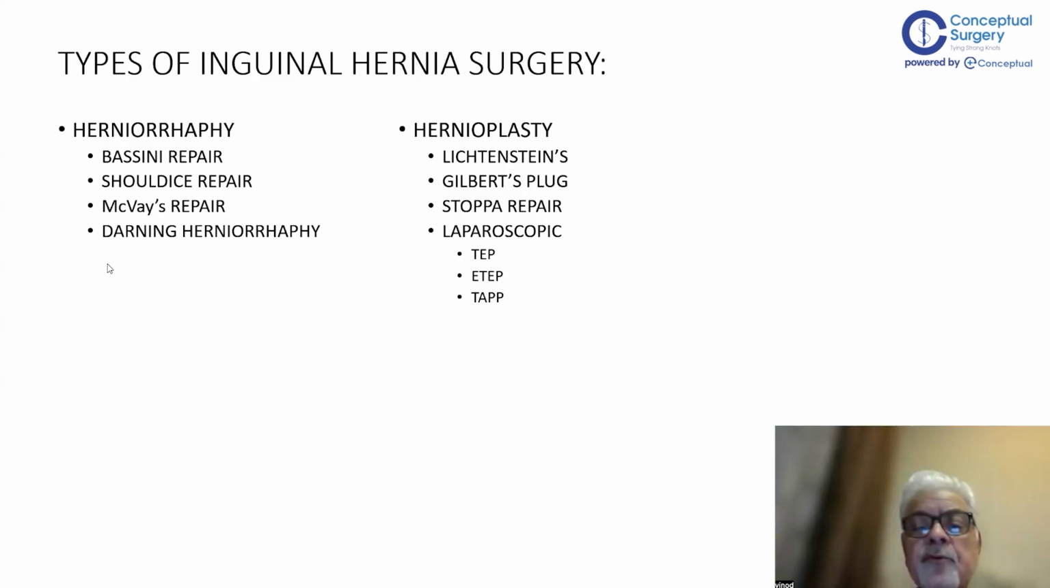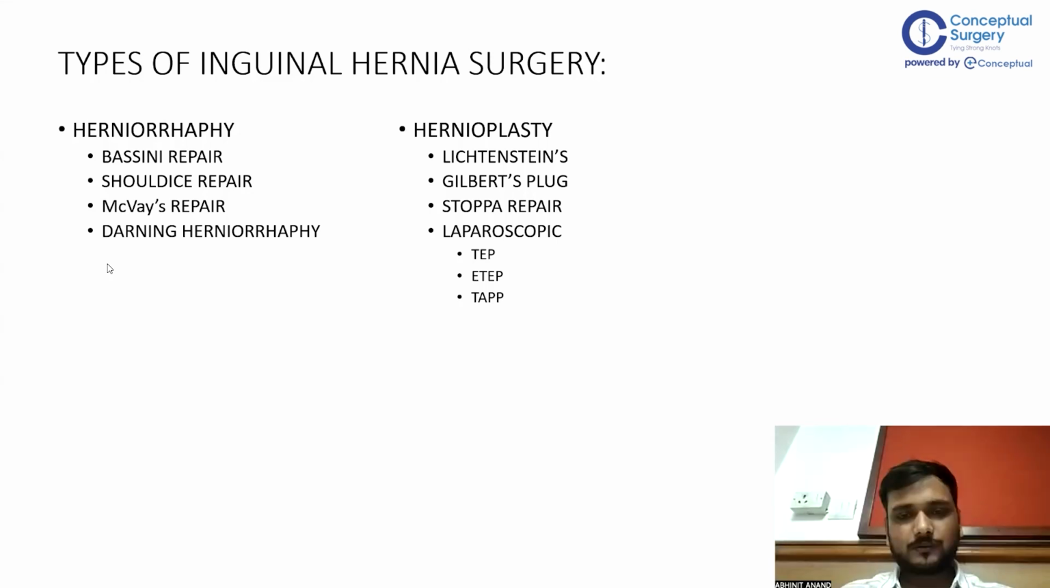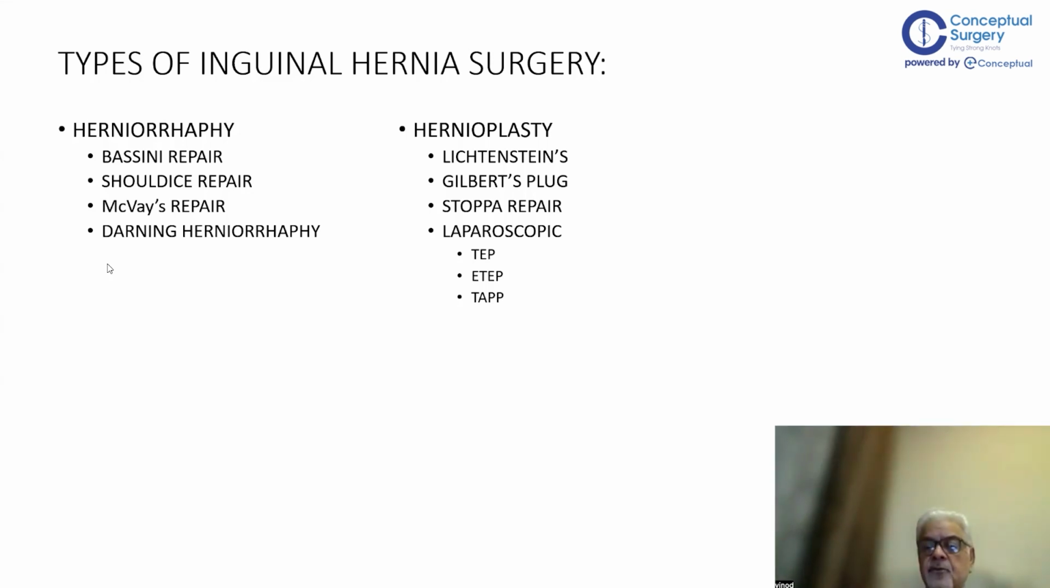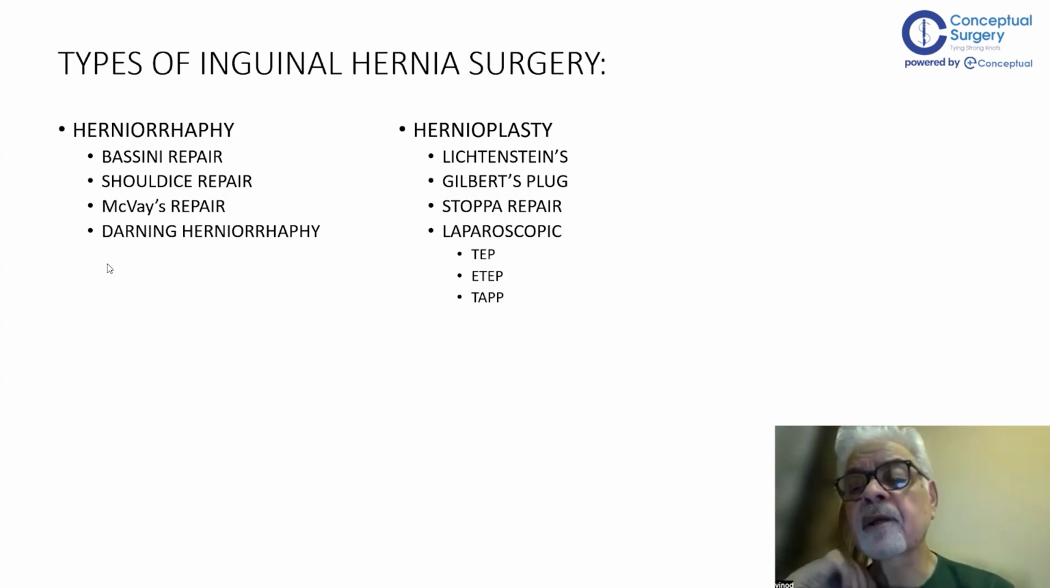What is the full name of Stoppa's repair? Giant prosthetic replacement of the visceral sac. That is the full name of this, and you place a large mesh to duplicate the function of the transversalis fascia. So this repair is, I think, the basis of our laparoscopic repair.